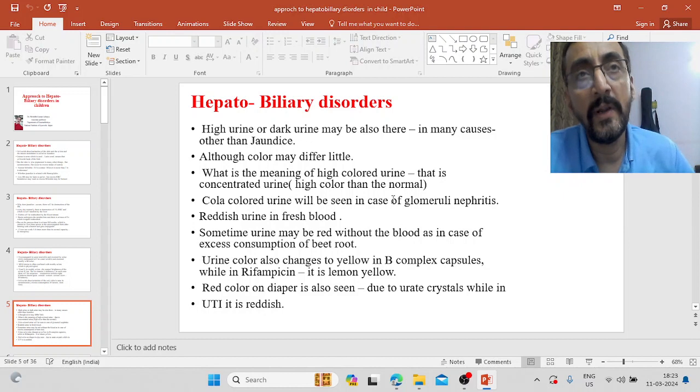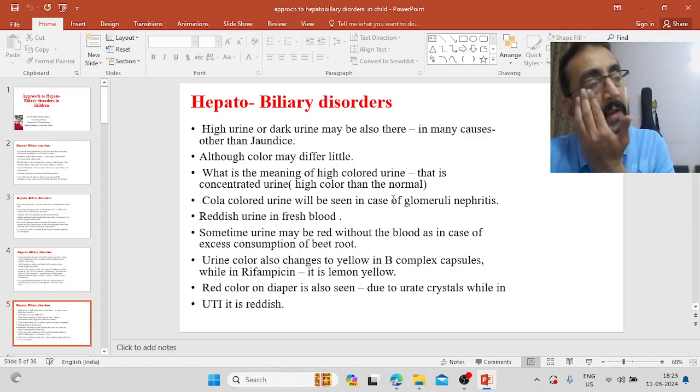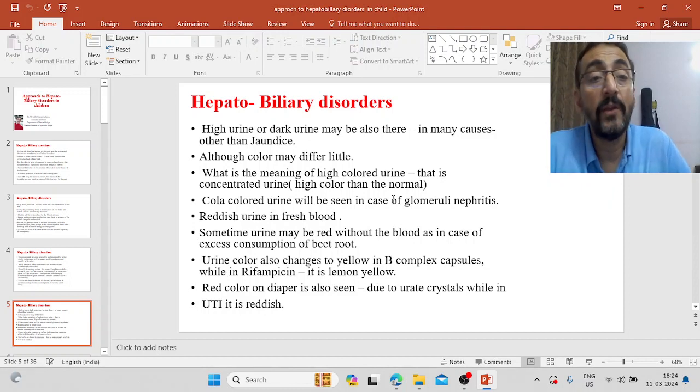Now, another important issue related to jaundice is high urine or dark urine. One more important thing related to hepatobiliary disorder is dark urine or high urine. What is the meaning of high urine? High urine means concentrated urine. Urine is more concentrated because we know that as the urine becomes more and more concentrated, the color is going to change.